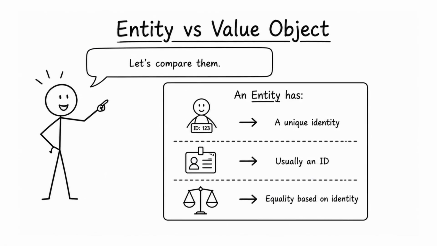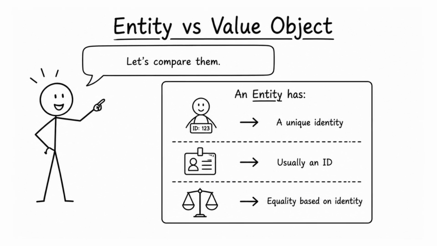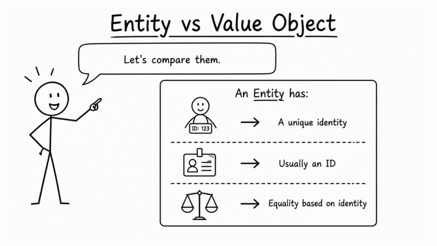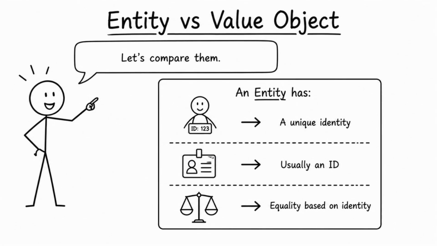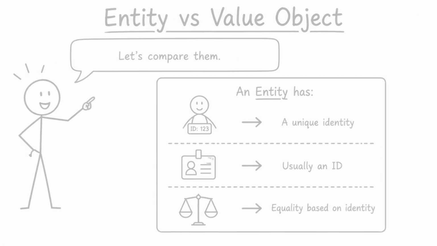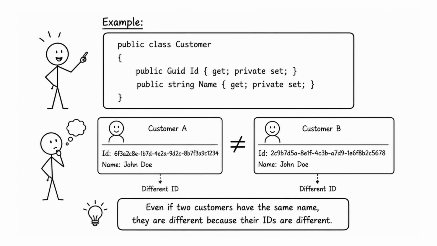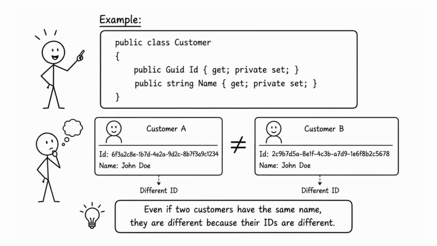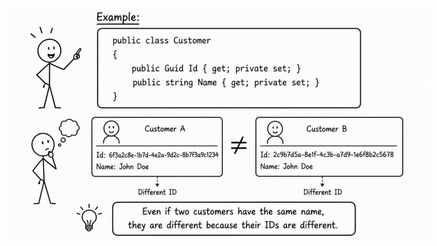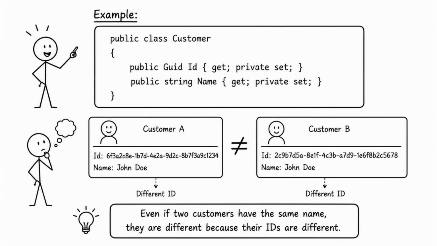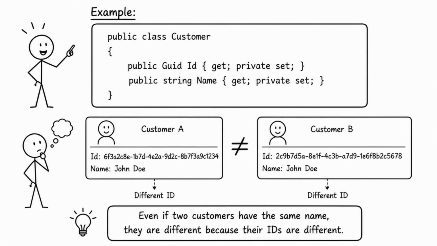Entity versus value object. Let's compare them. An entity has a unique identity, usually an ID, with equality based on identity. Example, the customer class. It has a GUID ID and a string name. Even if two customers have the same name, they are different because their IDs are different.